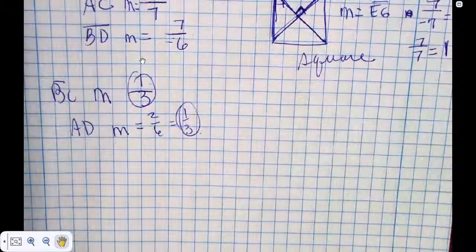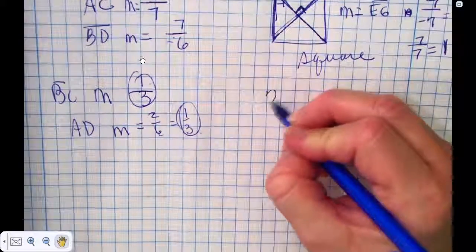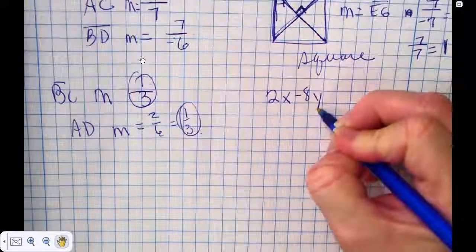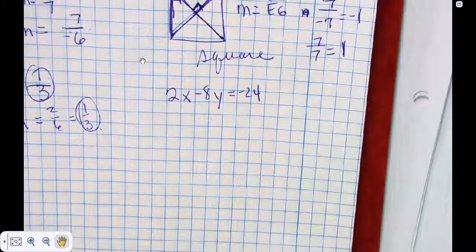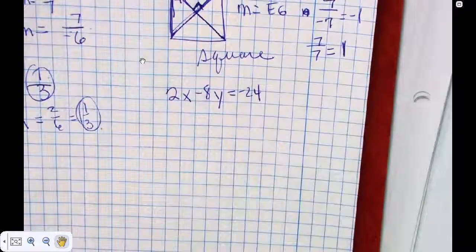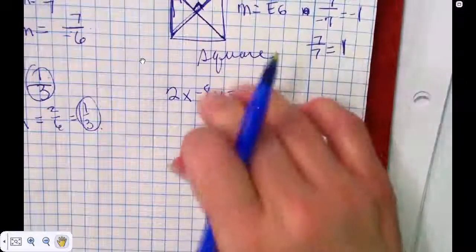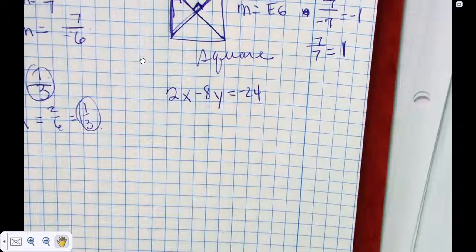Okay? Now look at 21. It says determine whether these equations are parallel or perpendicular. So on your board, write 2x minus 8y equals negative 24. Write that down first. What do we need to do? What are we trying to find? If they're parallel or perpendicular. So what do I need to do? I need to put it in slope-intercept form so I can find the slope.